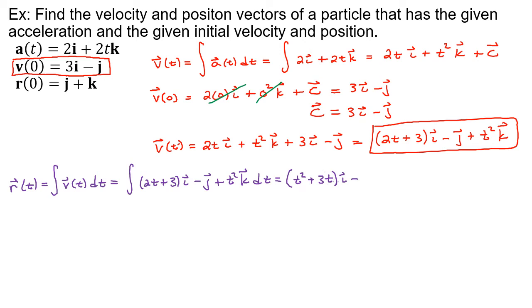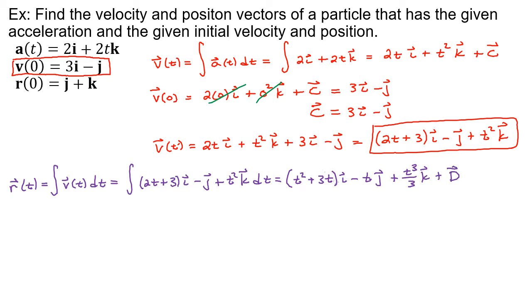The minus 1j will become minus tj. If you integrate the number 1, you get t. And the t squared will become t cubed over 3k. And then I'll get another constant vector. I'm going to call it d since I already used c already.